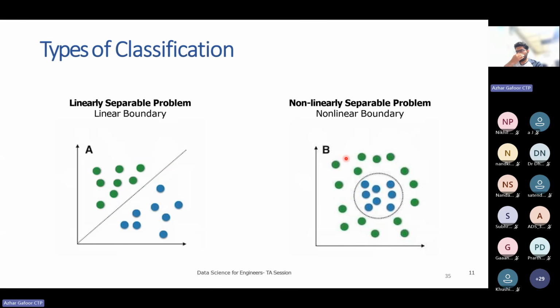Then another category of classification is linearly separable problem. So if the two data can be separated using a line, such cases are called linearly separable problem. Or if a nonlinear boundary is required to separate the points, then such problems are called nonlinear separable problem.